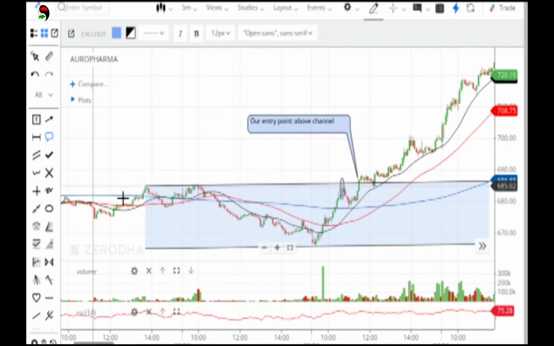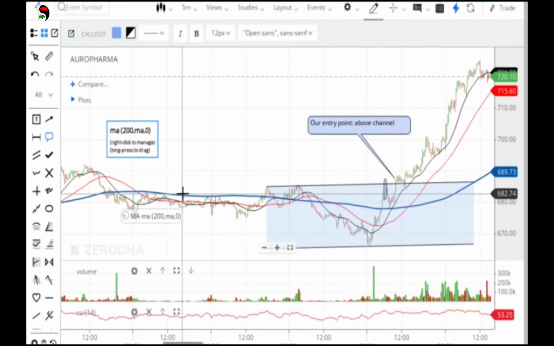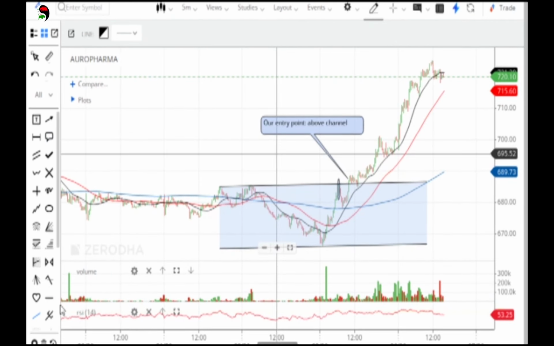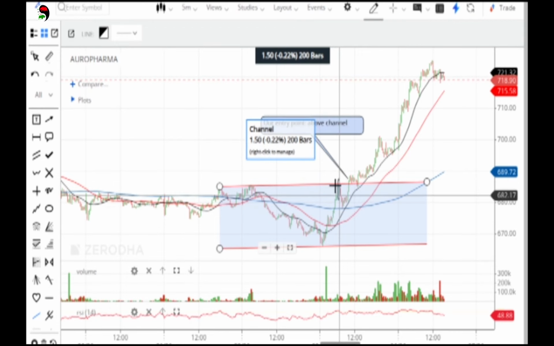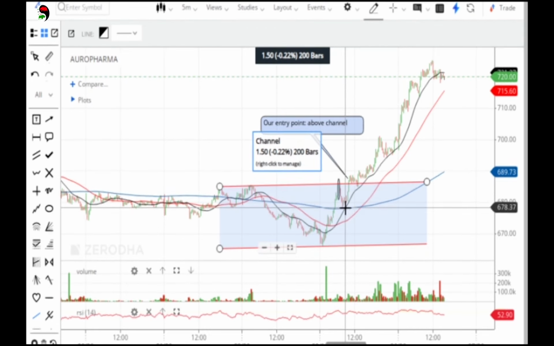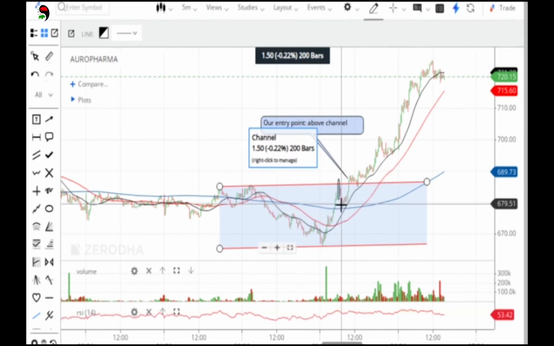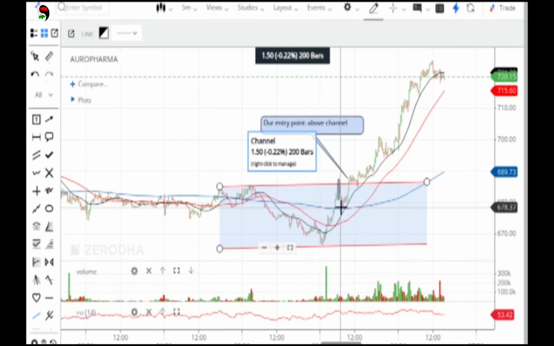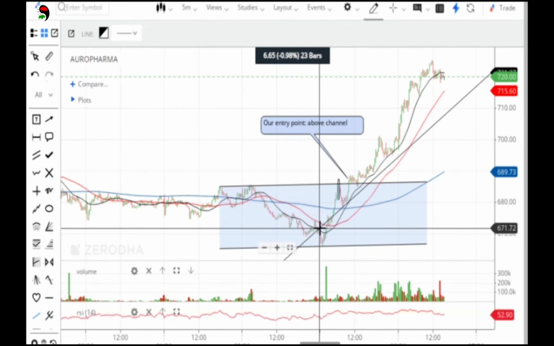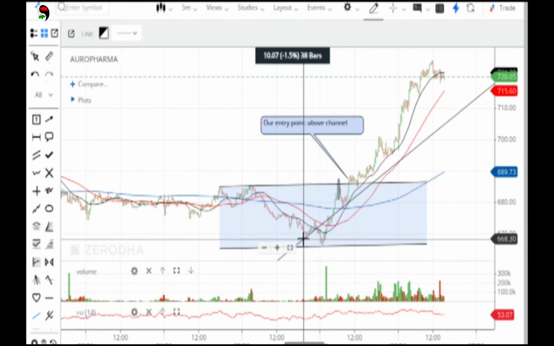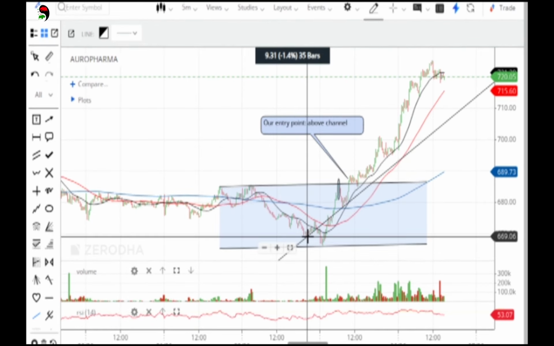So here is our entry point, and after the entry it retraced a bit. So we'll be clicking at the retracement point, and after clicking, draw a straight line downward connecting that particular point. So these are some of the 5 minute candles of the previous day, and we'll be connecting these lines and drawing a straight line. So here we have a straight line, and this trend line can be set as the stop loss.